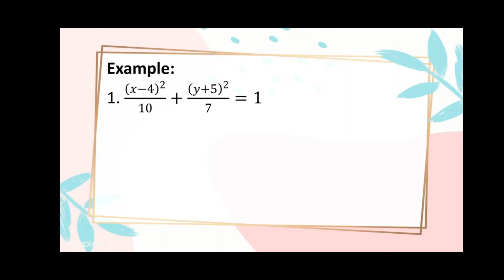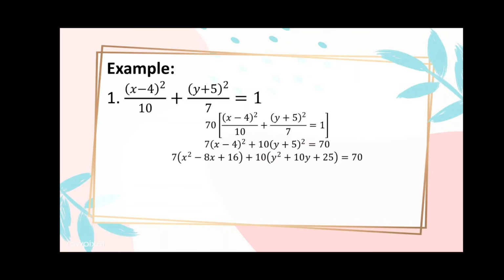So for number 1, we have (x minus 4) quantity squared all over 10 plus (y plus 5) quantity squared all over 7 is equal to 1. First is to find the LCD. The LCD of 10 and 7 is 70. So we need to multiply 70 on the whole equation. So we have 7 multiplied by (x minus 4) quantity squared plus 10 multiplied by (y plus 5) quantity squared is equal to 70.